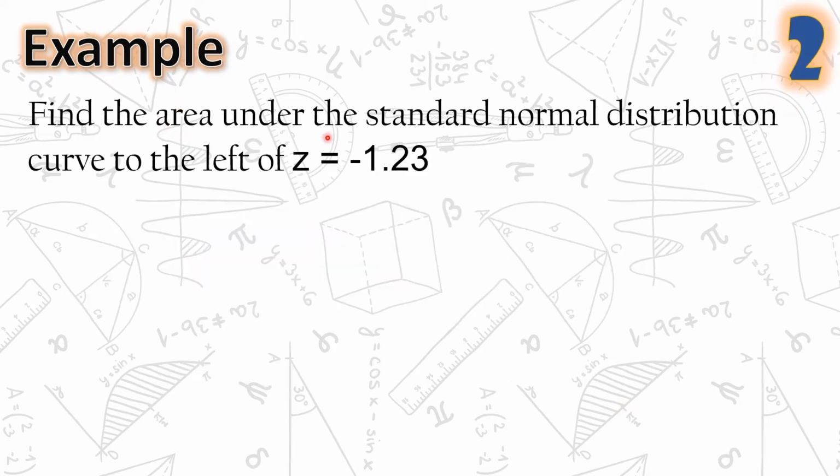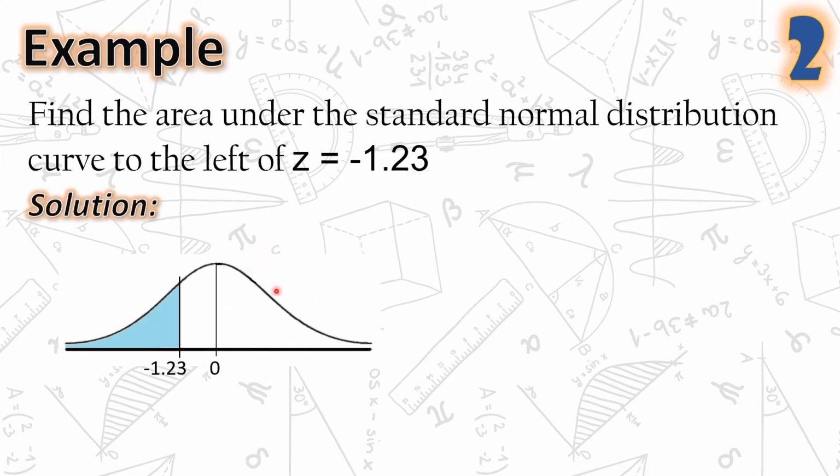Let us have another example. Find the area under the standard normal distribution curve to the left of z equals negative 1.23. First, let us draw the figure. So we have the standard normal distribution curve with the desired area, the shaded part, and that is to the left of the z value, negative 1.23.